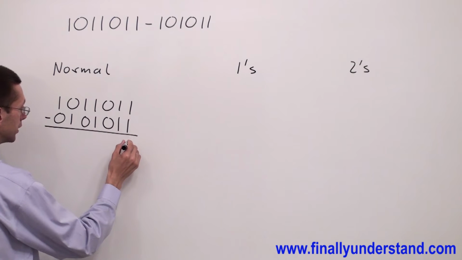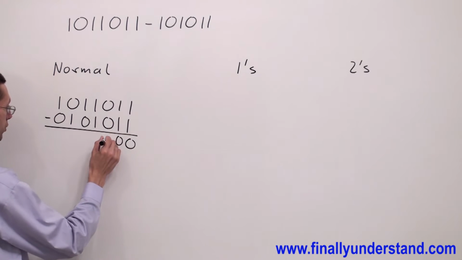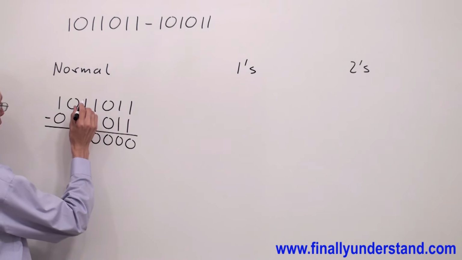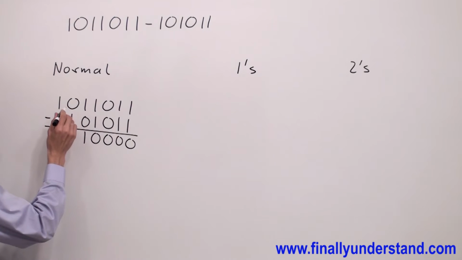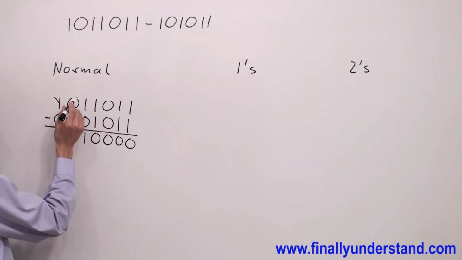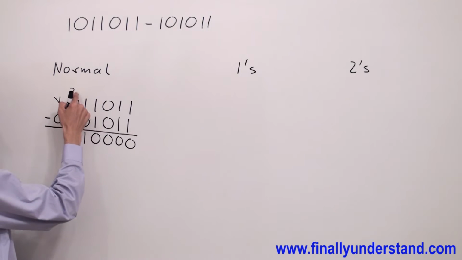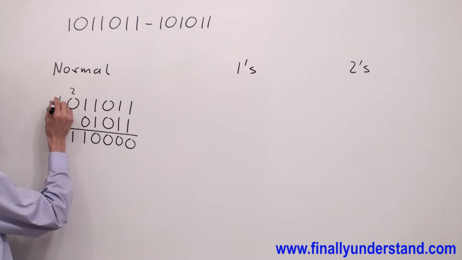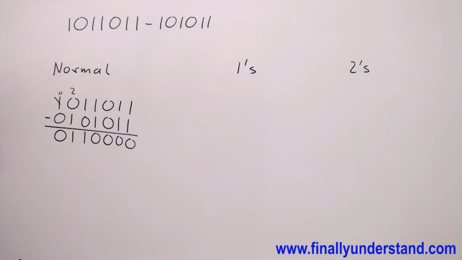1 minus 1 is 0. 1 minus 1 is 0. 0 minus 0 gives me 0. 1 minus 1 gives me 0. 1 minus 0 is 1. I cannot subtract 1 from 0, that's why I'm going to borrow 1 from here, and I'm going to have 2 over the next bit, and I have 2 minus 1 is 1, and this is going to be 0. 0 minus 0 gives me 0.